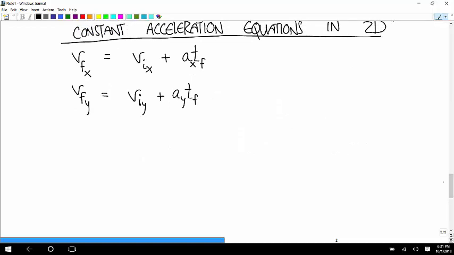Yes. Time is not a vector. So remember, time in 1D wasn't a directional quantity, and it's not a directional quantity now either. Time means the same thing now that it did in 1D.